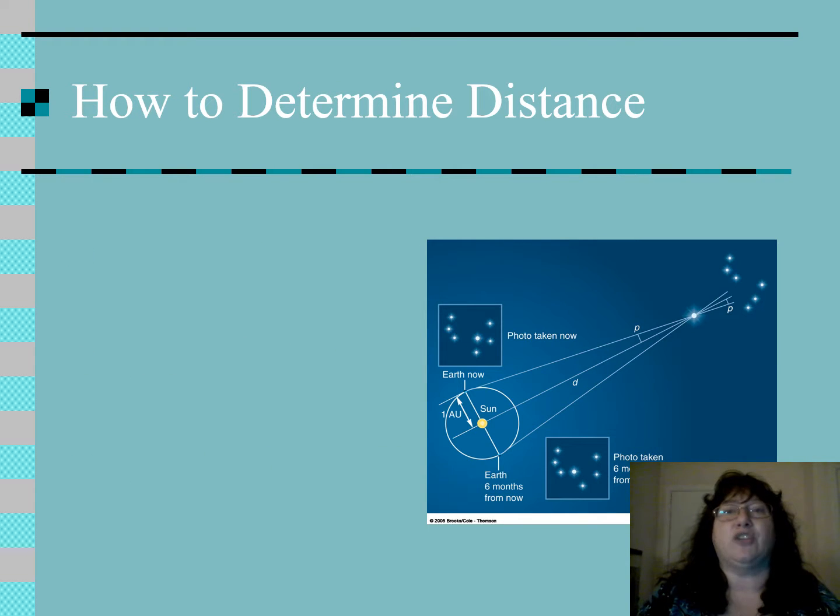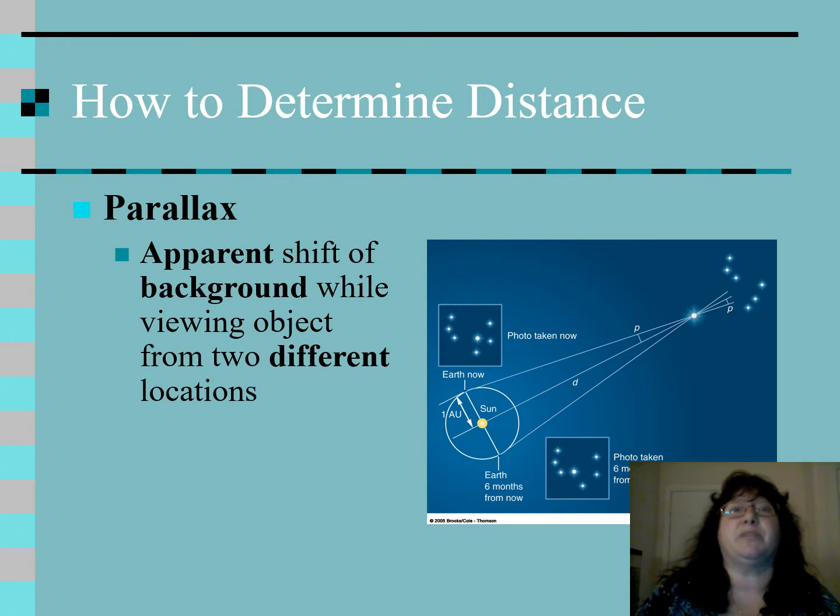Parallax is the apparent shift of the background while viewing an object from two different locations. We can measure this parallax by taking a photograph of a star 6 months apart. So if we take a picture and then 6 months later we take another picture, we can find the position of that star by taking half of the total change in position. This is called the stellar parallax.